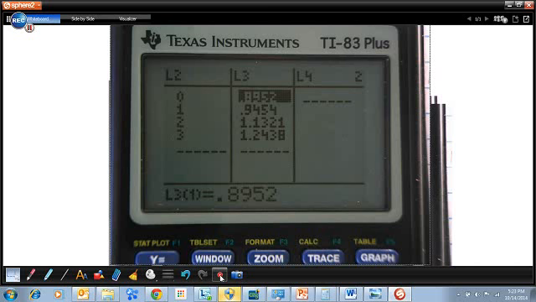Question number 15 is asking us to find a linear regression of the data that it gives you. I did this all in the calculator. I'd like for you to learn how to do this. It's going to make your life 100 times easier.